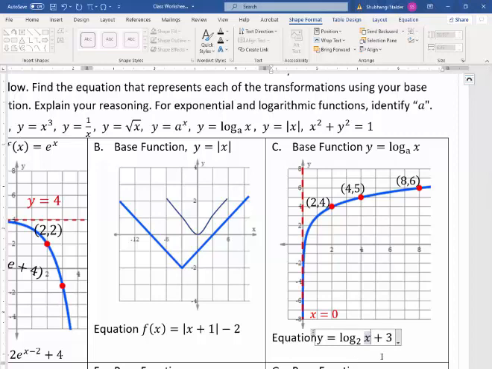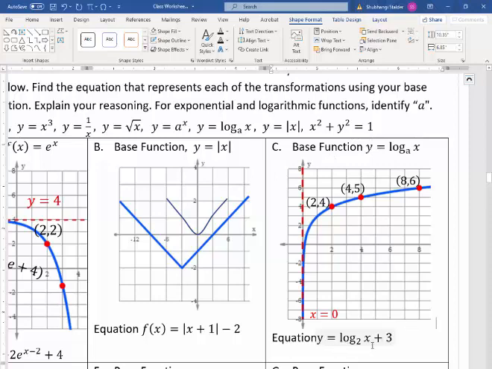What if you plug in 4 here? Log 4 base 2 is 2. 2 plus 3 is 5. Look at that. You got it. And if you plug in 8, log 8 base 2 is 3. 3 plus 3 is 6. So that works. There's your function then. This is a good exam question because you have to figure out what the base function is and how to make it work.